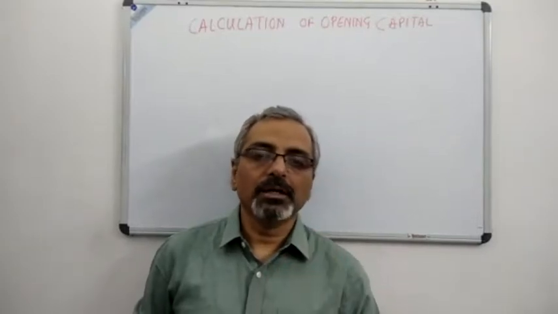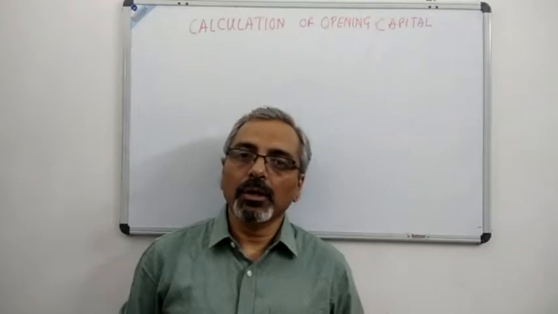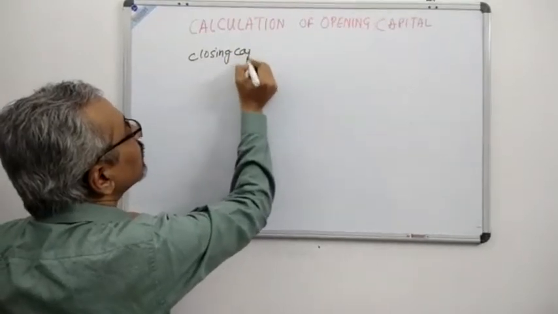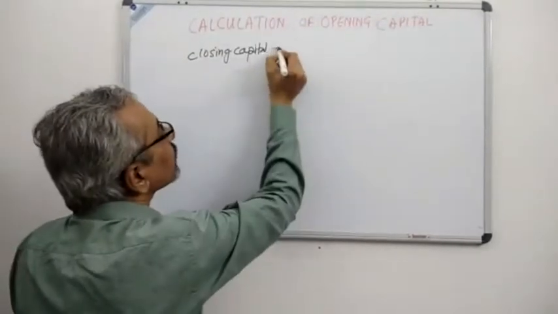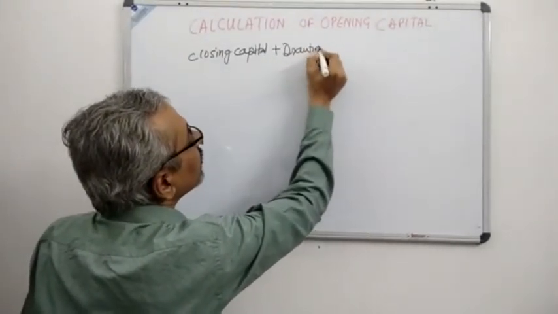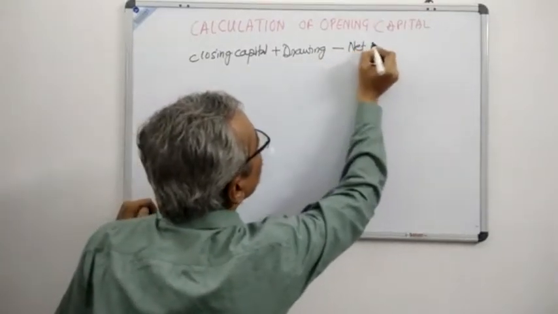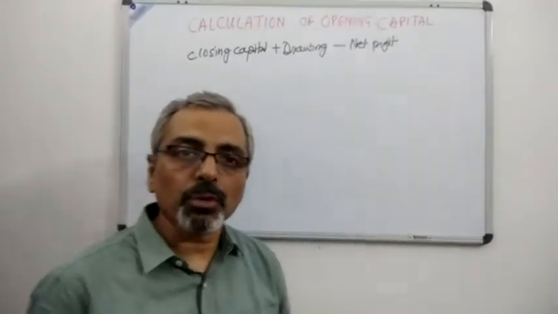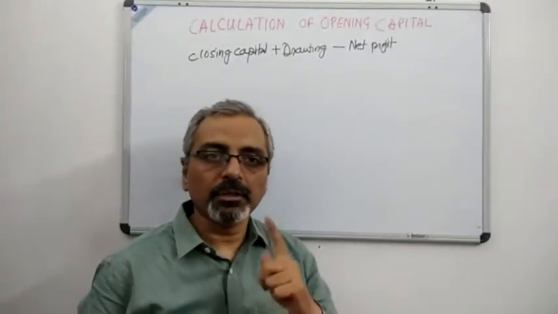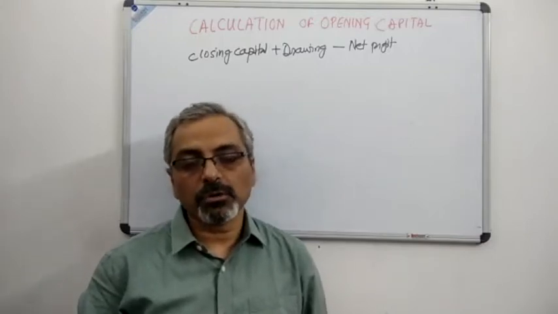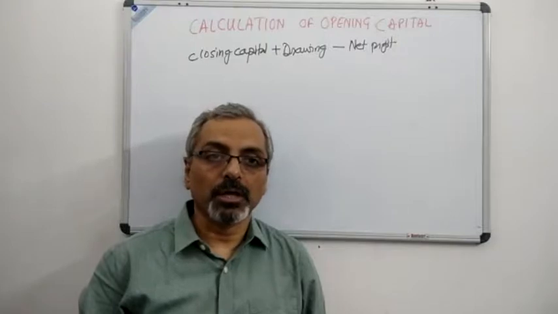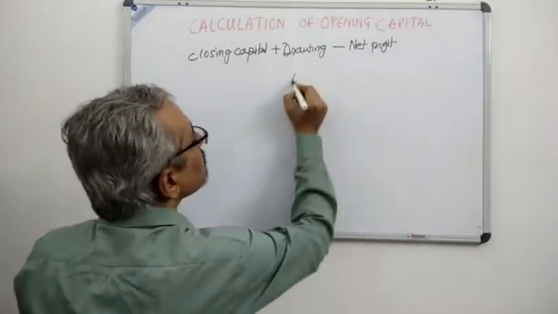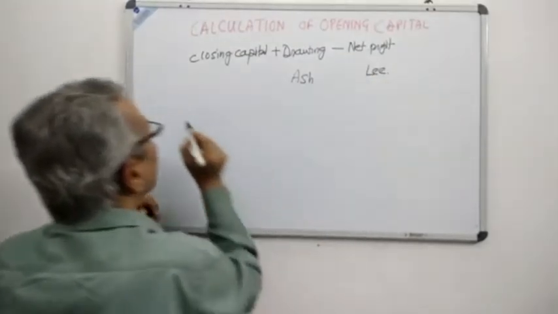But before that, let us understand the basic formula with which we will calculate the opening capital. The formula is closing capital, that is the capital at the end of the year, plus drawings, if any, minus net profit. If there is a net loss, that will be added, and if there is no drawing given, we don't have to take that into consideration. But in this question, the drawing is given, the net profit is given, and the PSR is also given as 2:3. So taking that into account, let us now calculate the capital at the beginning of the year.